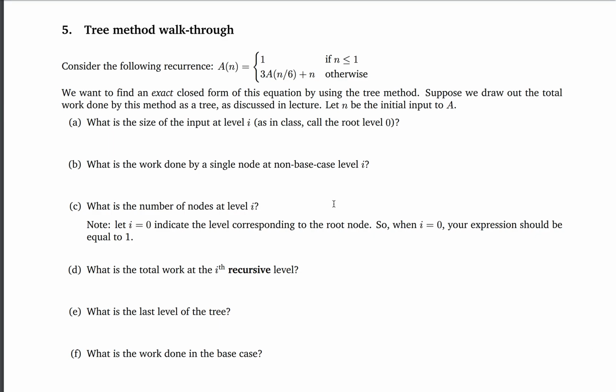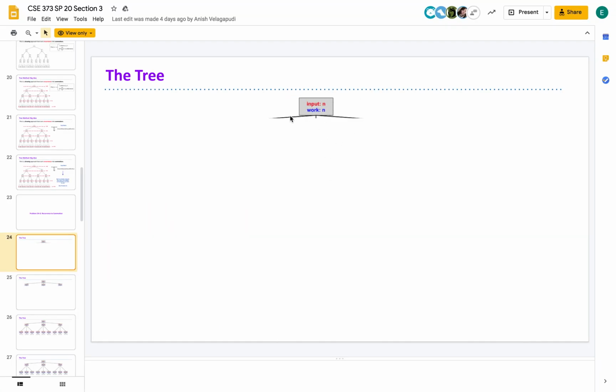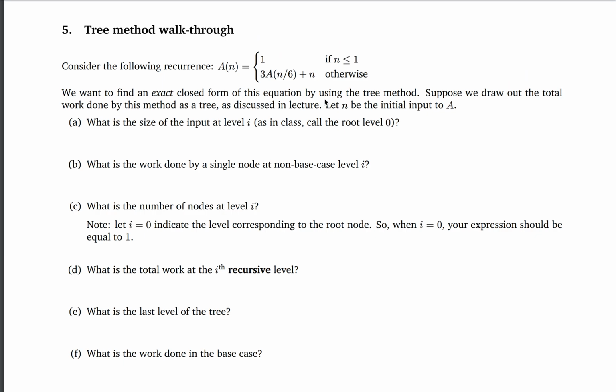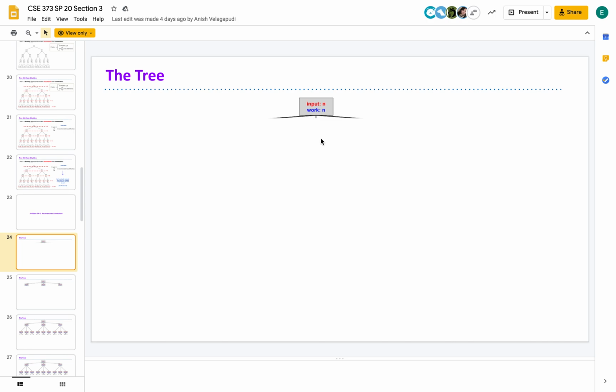What we're going to do with this tree is that each node is going to be a recursive call, and at first we're just going to assume that we start off with a big input, so we don't hit the base case. We're always going to go into the recursive case here. With each node, we're going to put in what the input is to that node and the amount of non-recursive work. So this is the work that this node would do if you don't count the other recursive calls, and that's what we're going to put inside as the work.